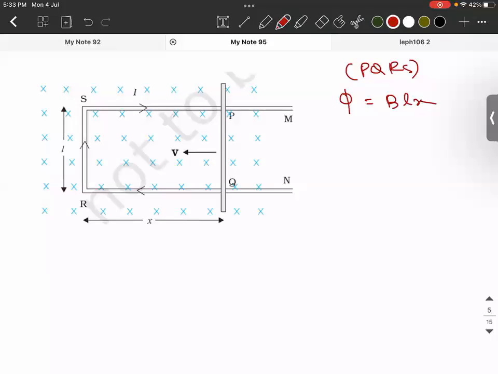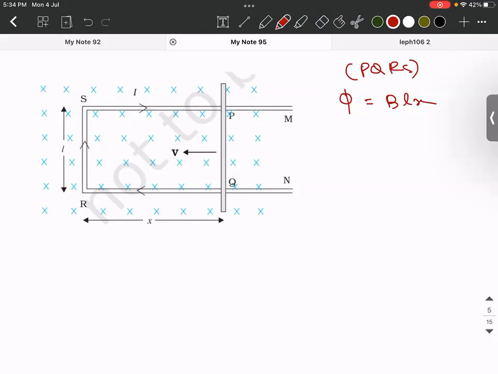How did I write B into L into X? Because B is the magnetic field. What is the basic formula? B A cos theta. B only. What is the area? Length into breadth. What is the orientation? Theta is 0 or 180. So when you talk about a two-dimensional shape, it can either be 0 or 180, but most probably we'll take it in the direction of the magnetic field to make our job easy.